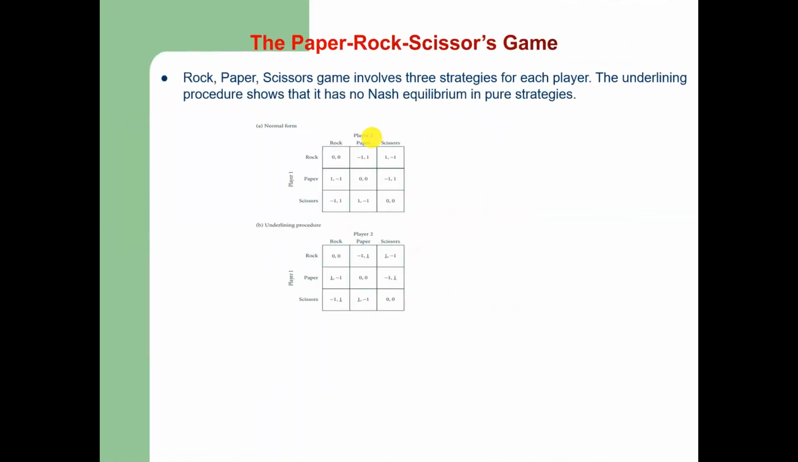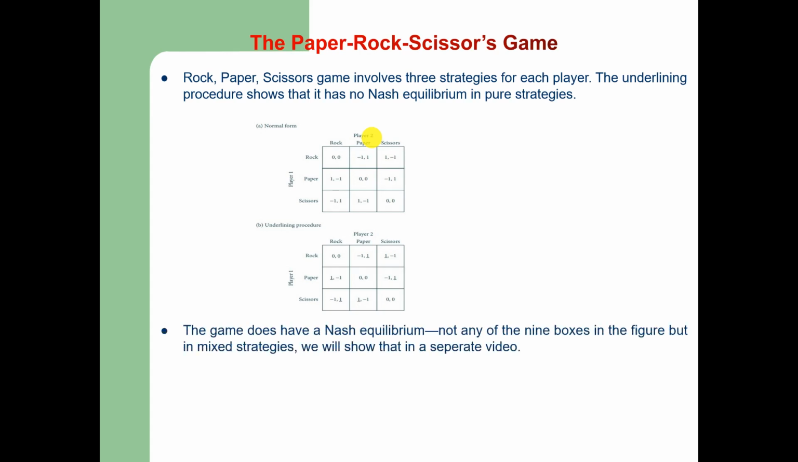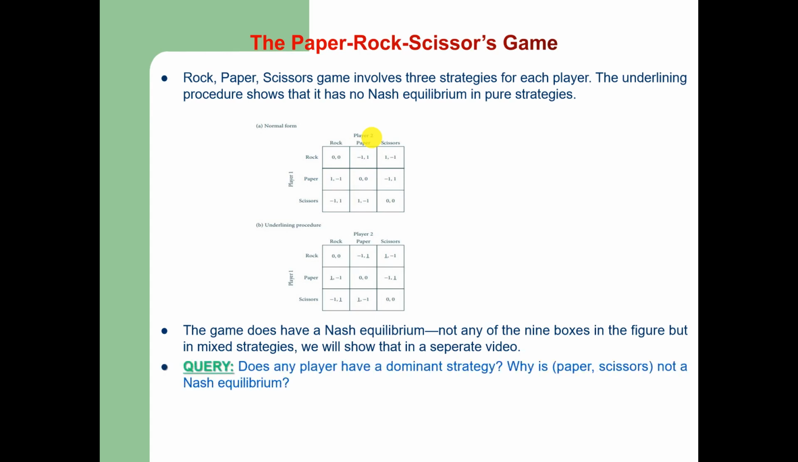This game involves three strategies for each player. The underlining procedure shows that it has no Nash equilibrium in pure strategies. So when the strategies are pure, Nash equilibrium is not possible in this famous PRS game. The game does have a Nash equilibrium, not in any of the 9 boxes in the figure, but in mixed strategies, that we can show in a separate video. We'll do that in some other video later on.